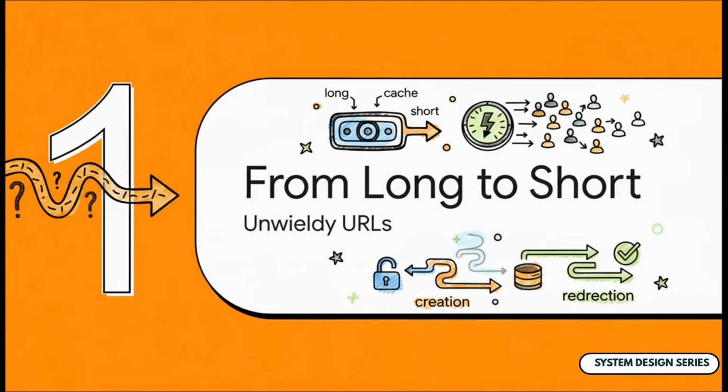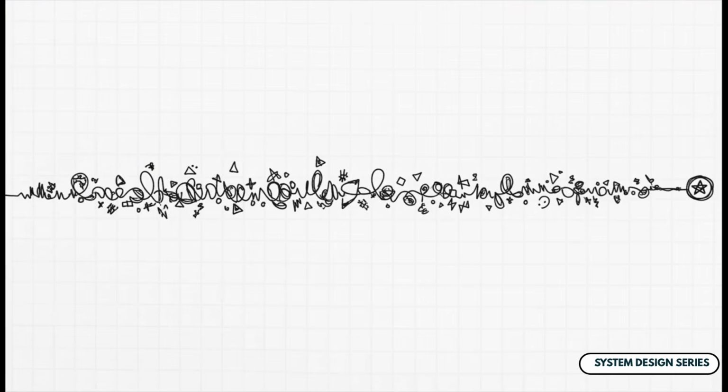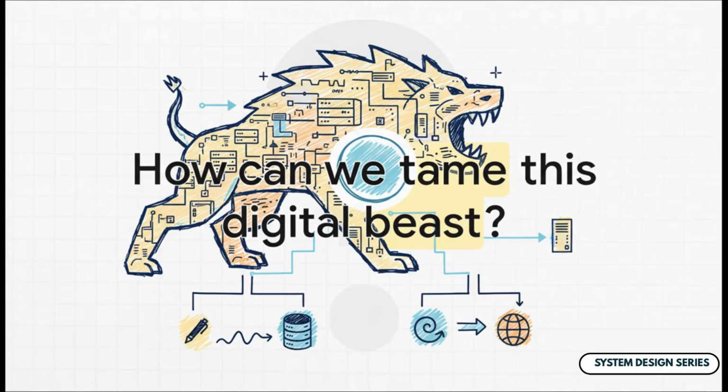First things first, why do these services even exist? What's the big problem we're trying to solve here? You've seen these, right? URLs that are just a complete mess. Super long, full of weird tracking codes, just plain ugly. You're never going to remember that. You definitely don't want to type it out. And forget about trying to share it on Twitter or in an email. It just breaks everything. So, how do we fix this digital monster?